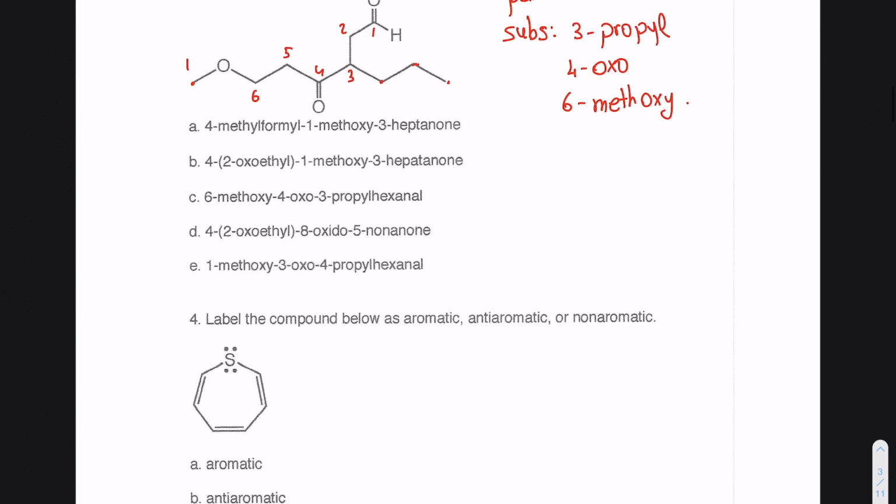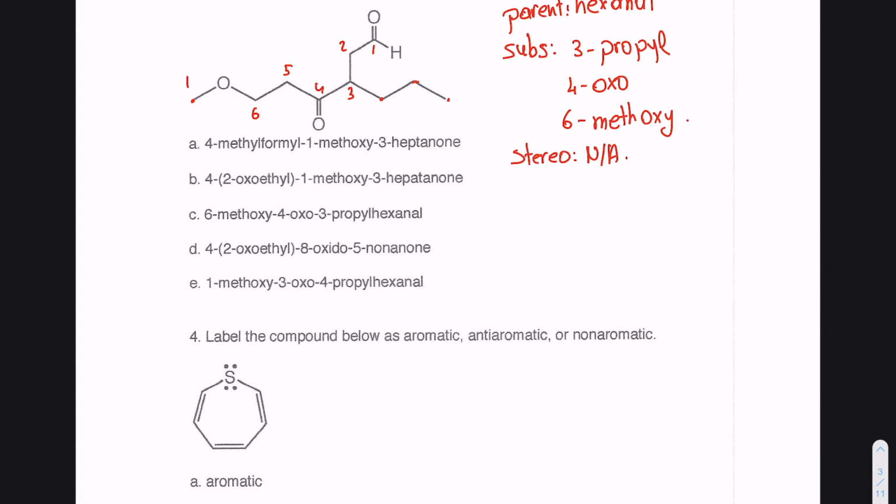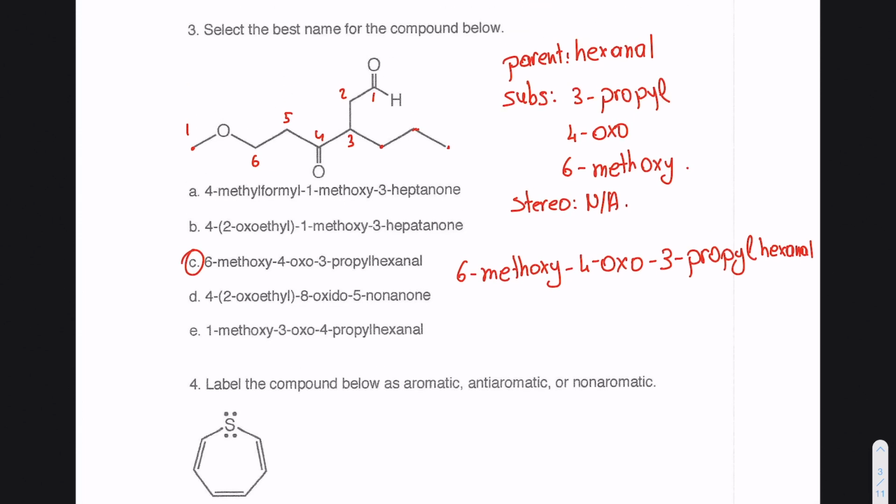Now let's put it together. There's no stereo, so I'm just going to put NA for stereo, not available. And putting the whole thing together, remember, when you want to put it in the whole parent chain, you just follow alphabetical order. So it's going to be 6-methoxy, 4-oxo, and then 3-propyl. And then the last thing is going to be hexanal. So just put it at the end. It's barely going to fit. So the answer in this case is going to be choice C.